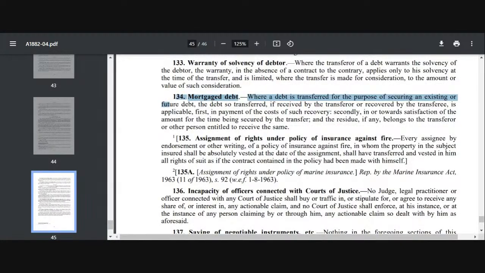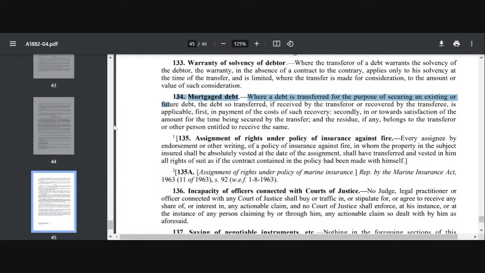See, actionable claim is property, and transfer of this property by way of mortgage is possible because actionable claim is an unsecured money debt. So it can be secured by another debt, that is, by another actionable claim. So if a debt is transferred for securing another, say for example an existing or future debt, it is nothing but transfer of actionable claim by way of mortgage. So this is being said in 134.